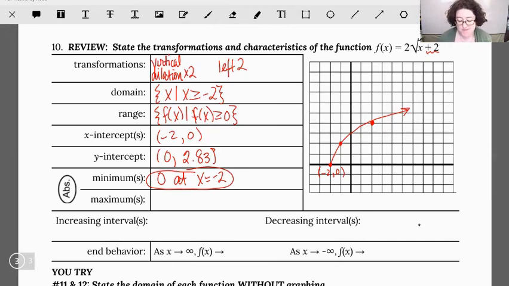Now, in terms of maximum, if our graph keeps going over and up and over and up and over and up, it's never actually going to reach a maximum value. So this one has a none.